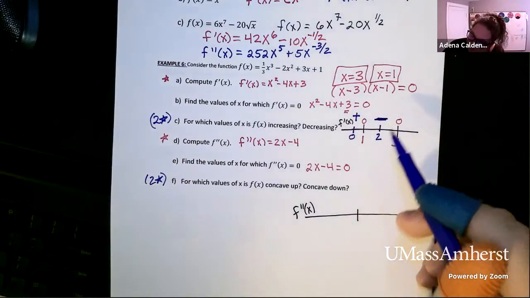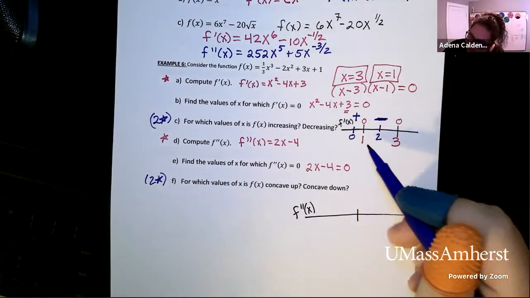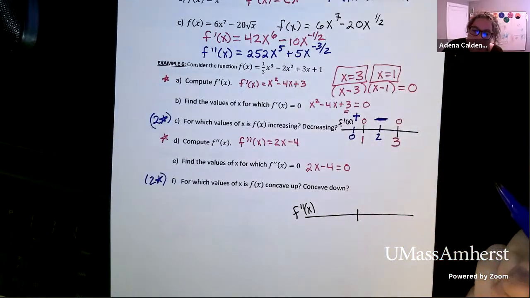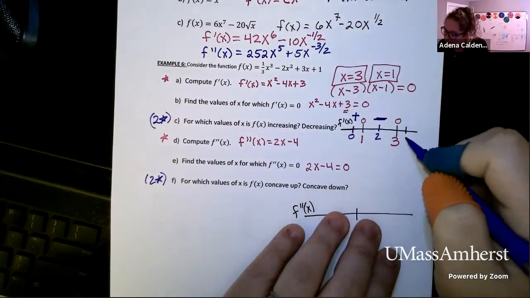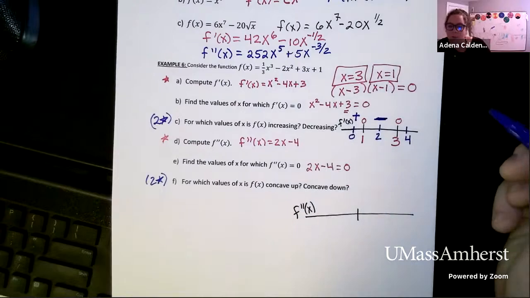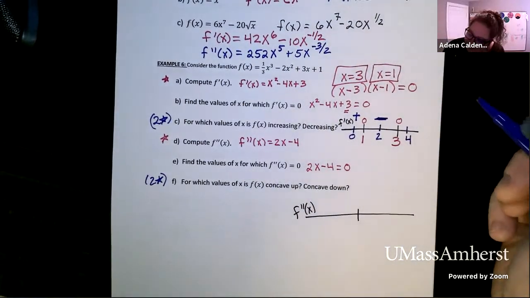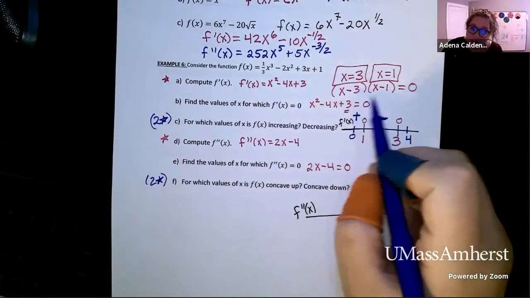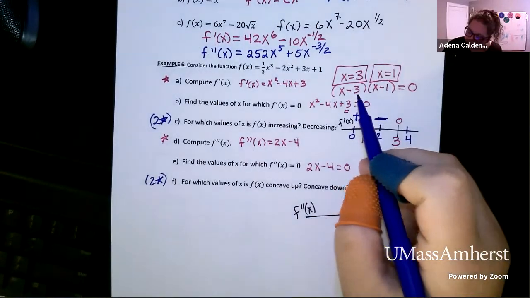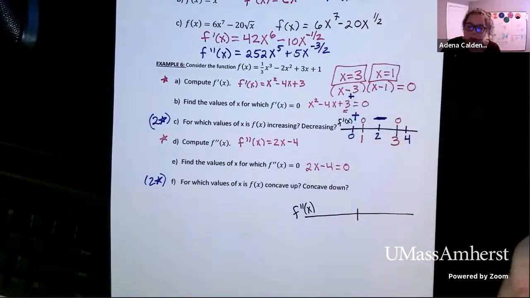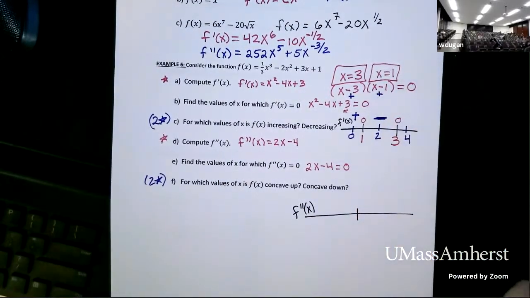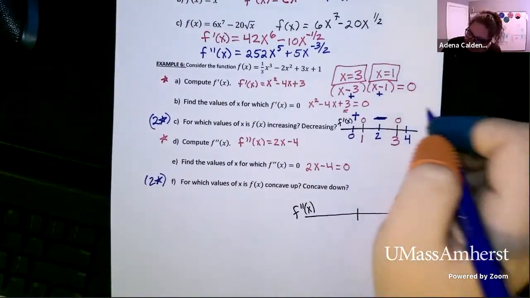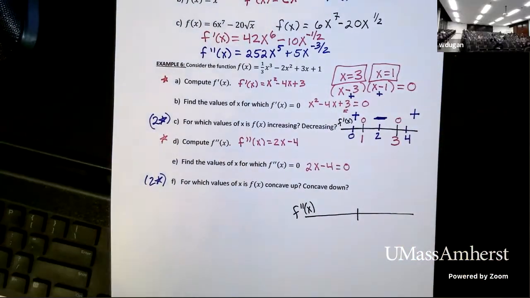That's fine as well. But here, because the derivative is negative between 1 and 3, that tells me that my original function is decreasing. And then finally, I want to plug in something to the right of 3. So I'm going to pick 4. If I wanted to use the factors, 4 minus 3 is positive 1. 4 minus 1 is positive 3. Positive times positive is positive.